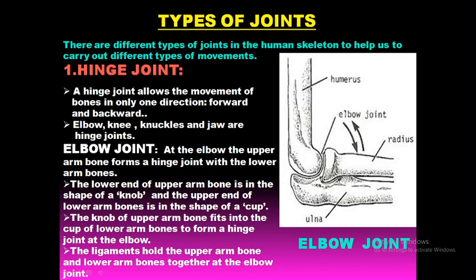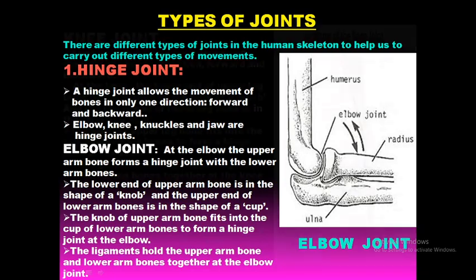In the picture you can see that the lower part of the upper arm bone is knob shaped, and the upper part of the lower arm bone is cup shaped, just above the ulna. So the knobs fit into the cups, forming the hinge joint or the elbow. And in this case, the ligament holds the upper arm bone and lower arm bone together in the elbow joint.